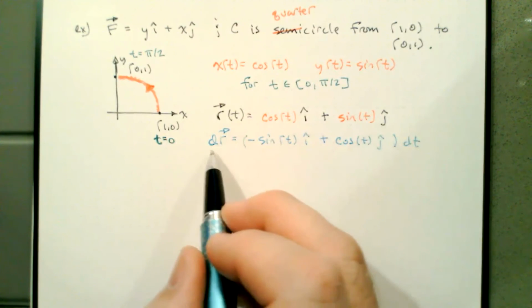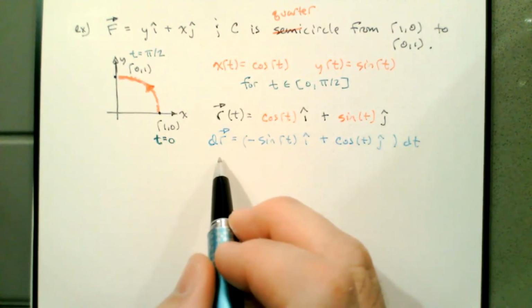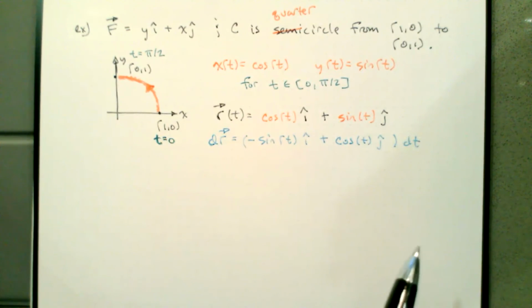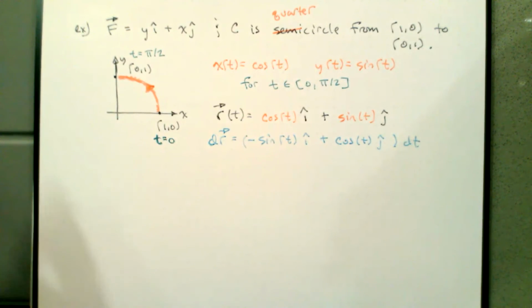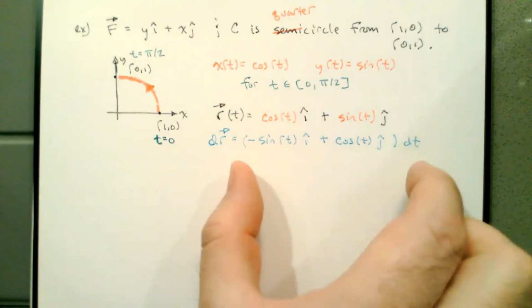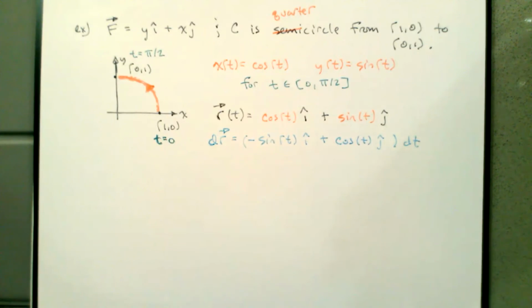I just took the derivative of r with respect to t, and then just like when we were doing substitution, I pushed the dt over to the other side. I imagine dr over dt as delta r over delta t, and just multiply both sides by delta t. So these are small little pieces of my curve. I'm just thinking of my curve as a bunch of line segments.